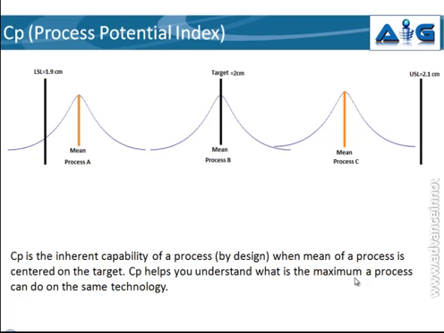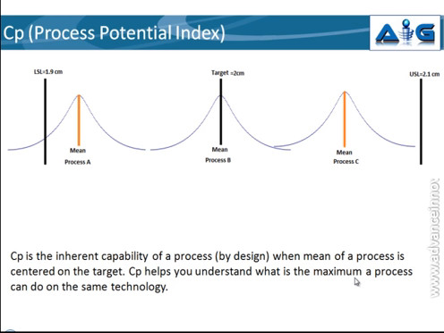Hi all, in this video we are going to talk about capability index, capability of a process. So what do I mean when I say capability of a process? Capability of any process is the extent to which it is able to meet its client specification. Now there are various ways in which we can study capability of a process.